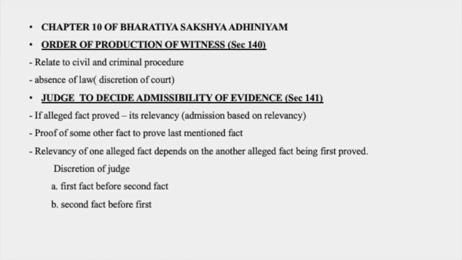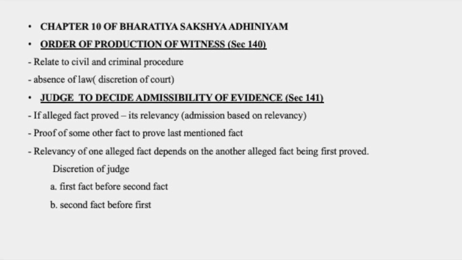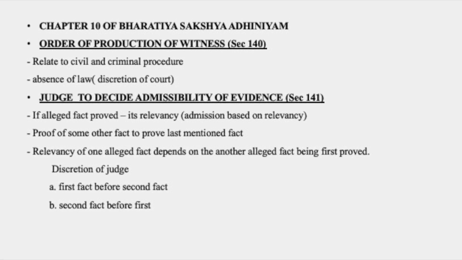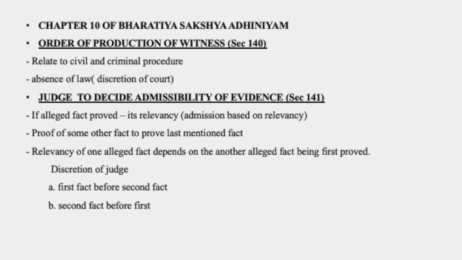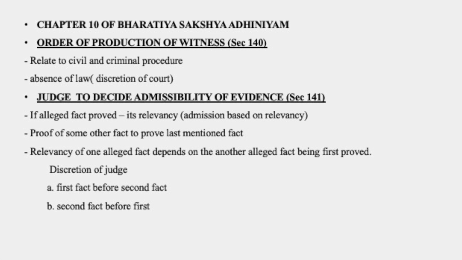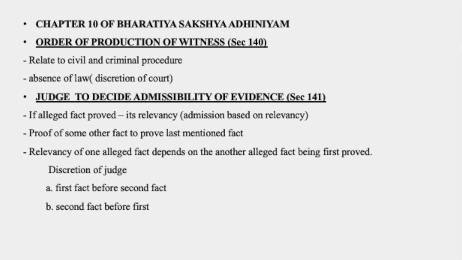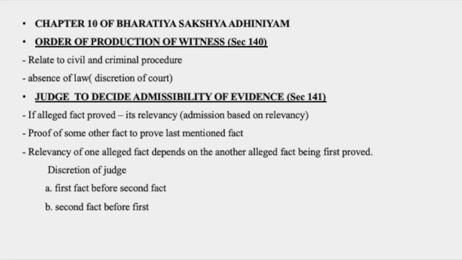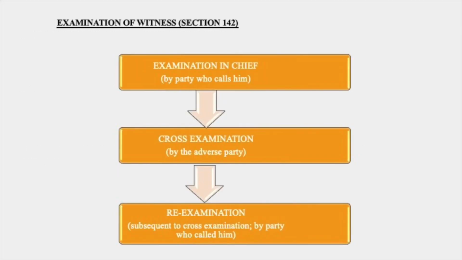Secondly, if the fact that is proposed to be proved is one of which evidence is admissible only upon proof of some other fact, the other fact needs to be proved first. Thirdly, when the relevancy of one alleged fact depends on another alleged fact, it is the discretion of the judge whether to allow the first fact before the second fact, or the second fact before the first fact.